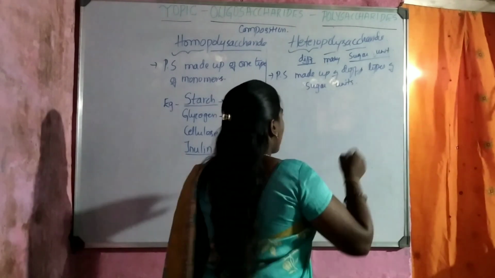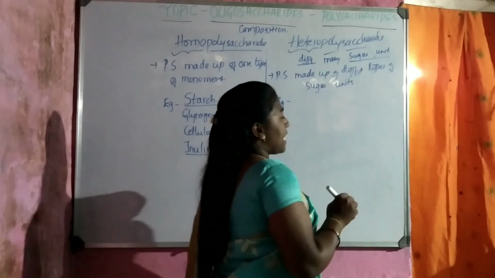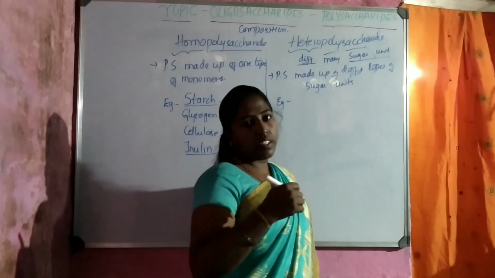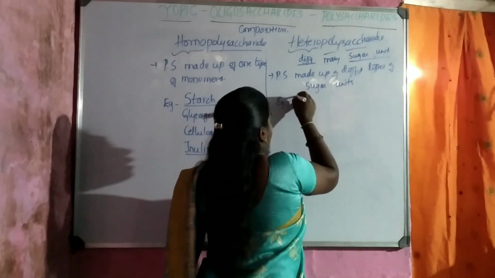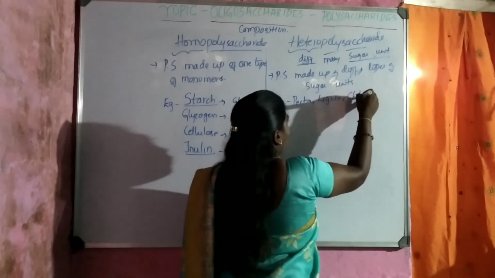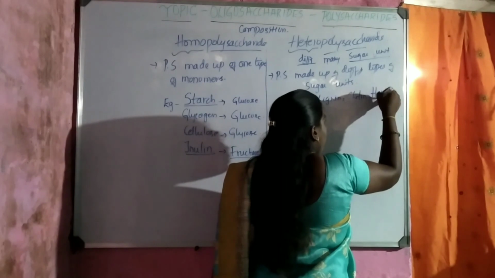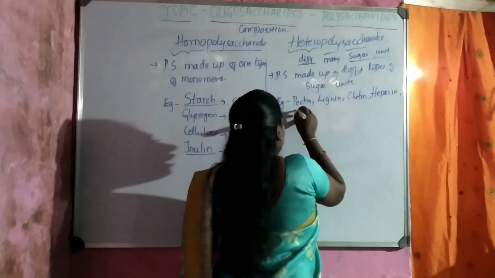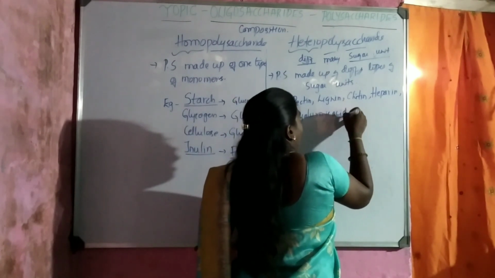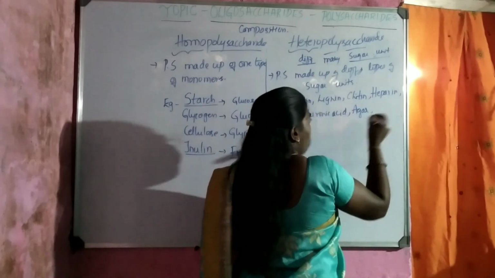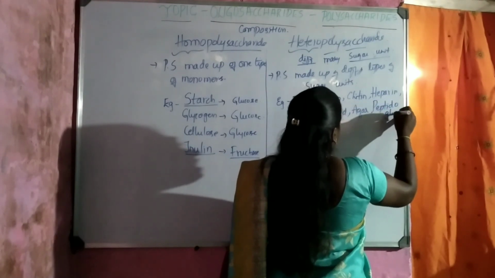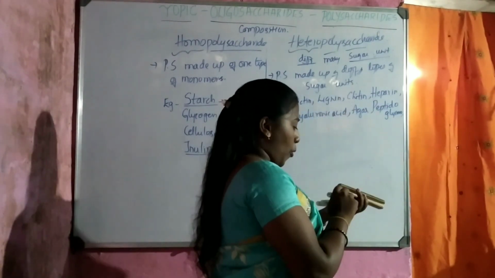Let us take some examples of heteropolysaccharide: pectin, lignin, chitin, heparin, hyaluronic acid, agar, peptidoglycan. These are some of the examples of heteropolysaccharide.